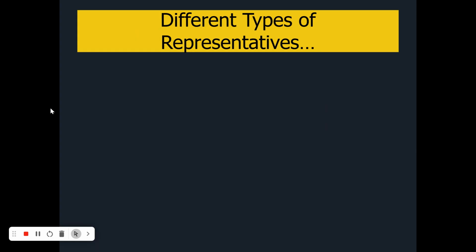And there's a couple different types of representatives, or styles of representation. These are just some of the factors that members of Congress take into consideration before they vote. And this is the nickname we give to those types of congressmen.